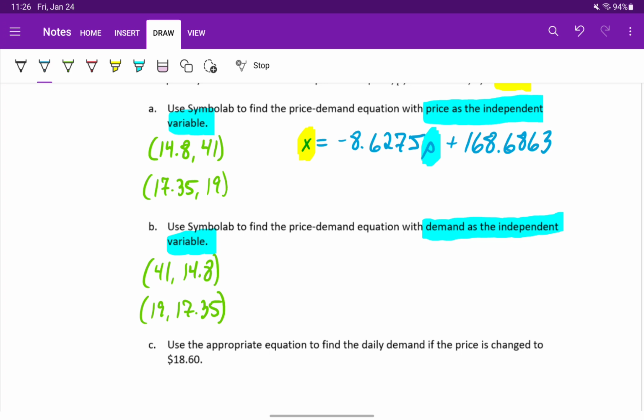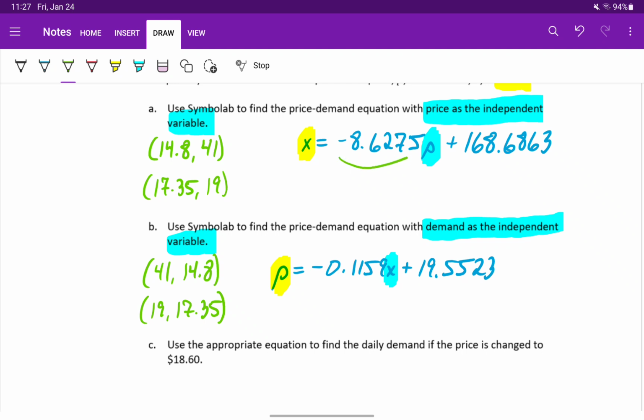We could flip over to Symbolab and again ask it to create the line through those 2 points. Now what we would come up with would be an equation P is equal to negative 0.1159x plus 19.5523. Again, we're using x and p, since those are the two variables here, items sold, or demand, and price. In this case, demand is the independent variable and price is the dependent variable.